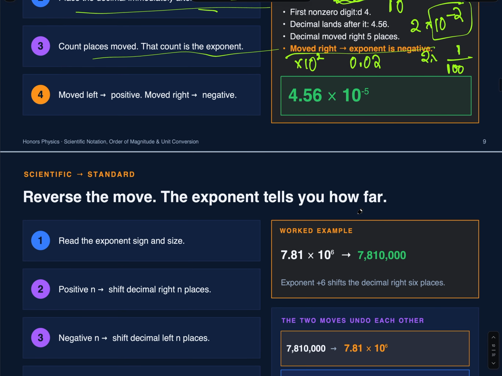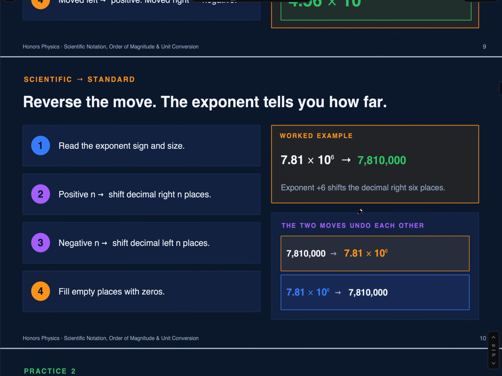Now let's try a larger number, because that one was smaller. First, try this out on your own. Try to reason through why 7.81 times 10 to the 6 would be equal to 7.81 million.